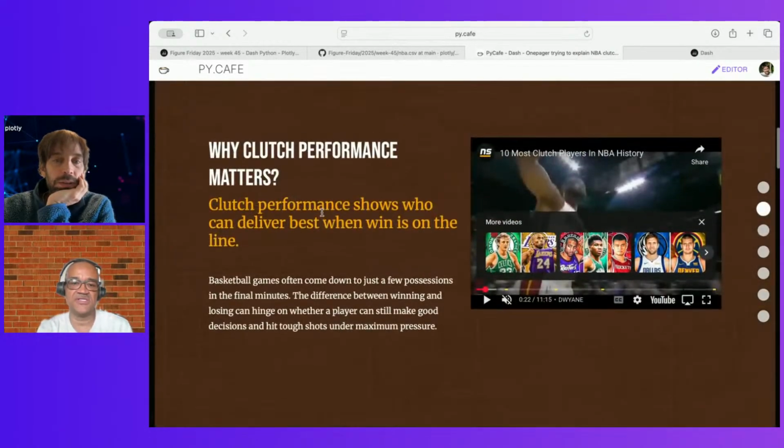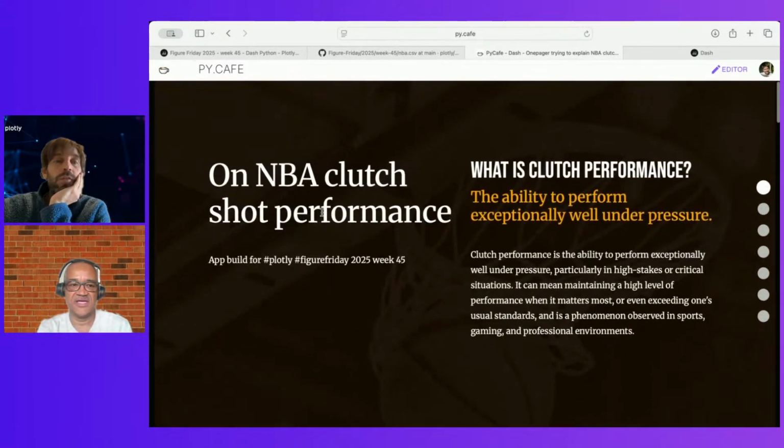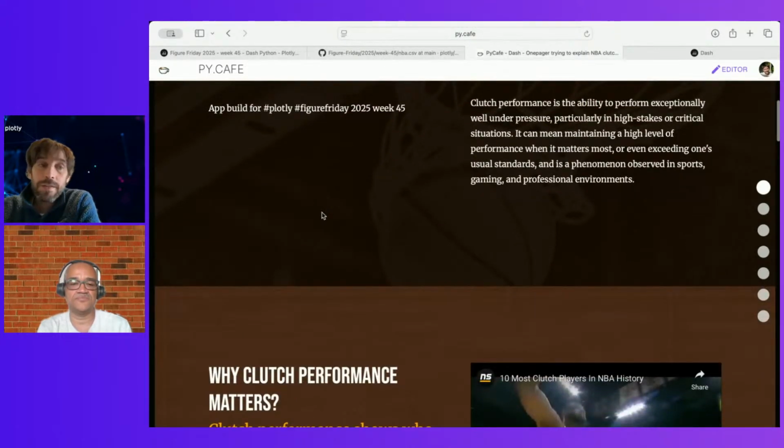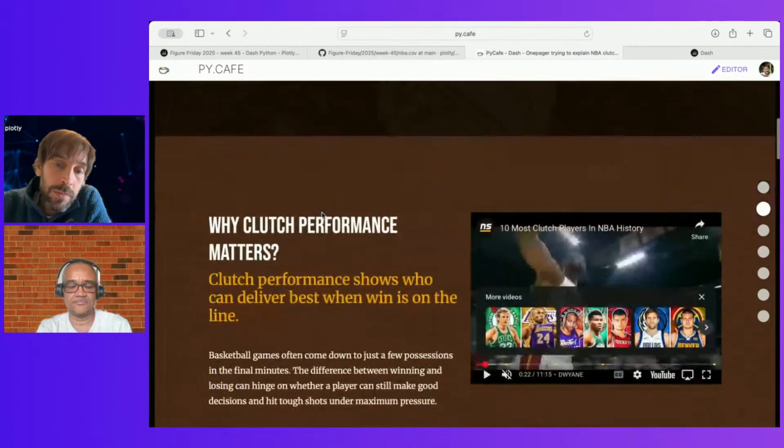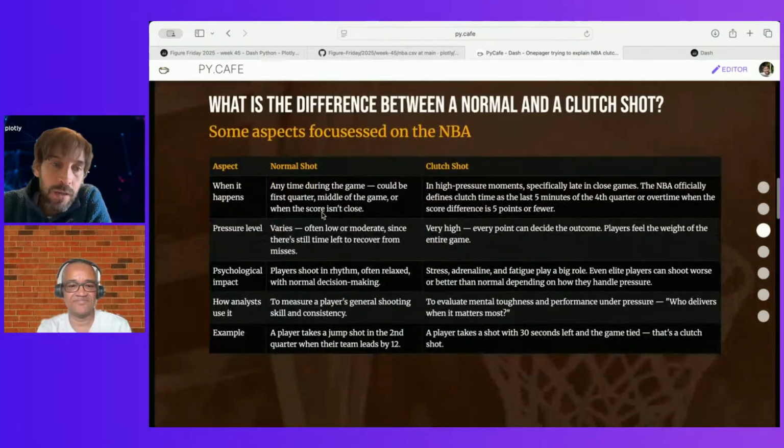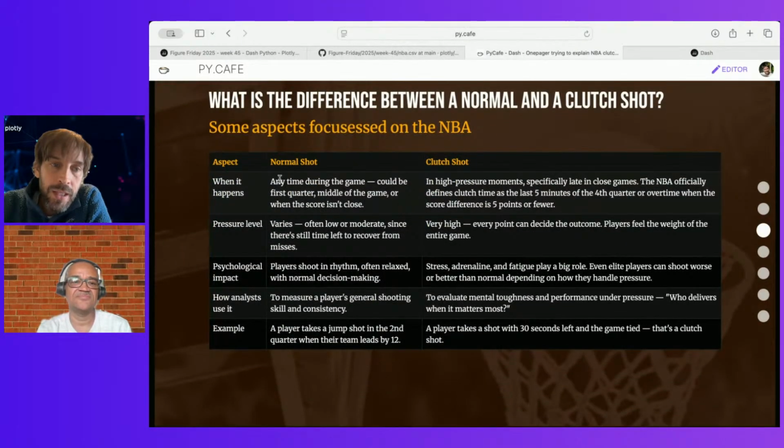She takes the information and takes time to explain to people. Not everybody's an NBA fan, and not everybody knows that much about the NBA. She explains here what exactly the data is about: the normal chop, the clutch chop.